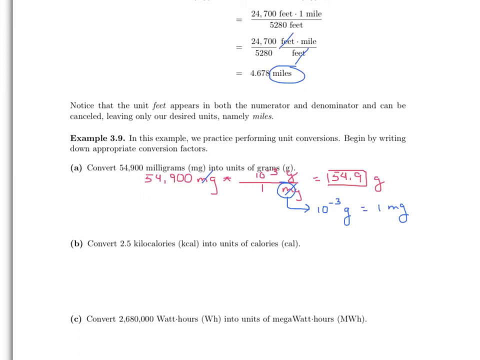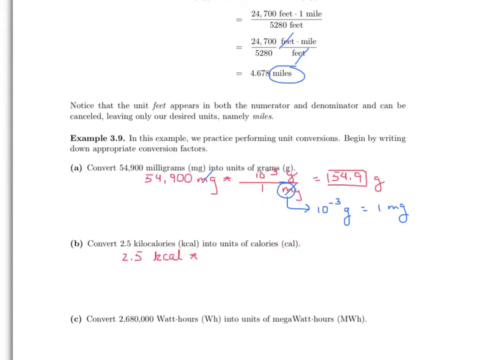In this case, we want to convert 2.5 kilocalories into units of calories. Well, we approach this problem the same way we have done the last two examples. We start off with what we are given, the 2.5 kilocalories, and I'm going to use the abbreviation. We have to multiply this by a conversion factor that relates the units we're given and the desired units.